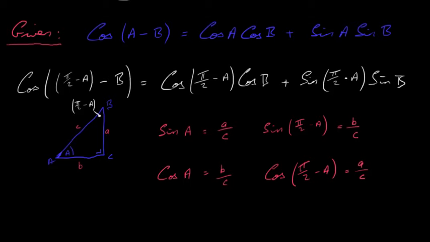If you look at these four, you'll see that the sine of A is A over C, and the cos of pi over 2 minus A is also A over C. So these two here are actually equal. So the sine of A is equal to the cos of pi over 2 minus A. Similarly, you can see that the cos of A is B over C, and the sine of pi over 2 minus A is also B over C. So in other words, these two here are equal.